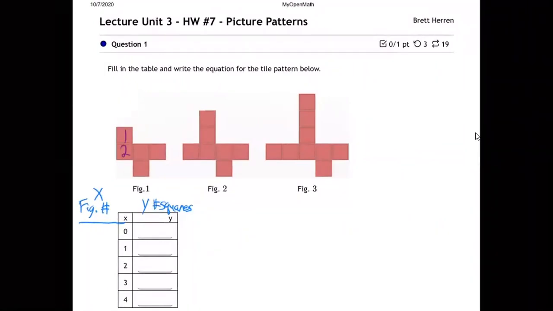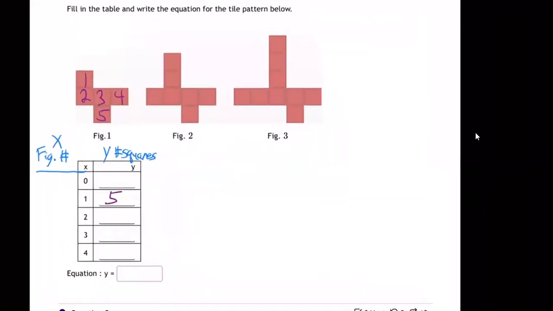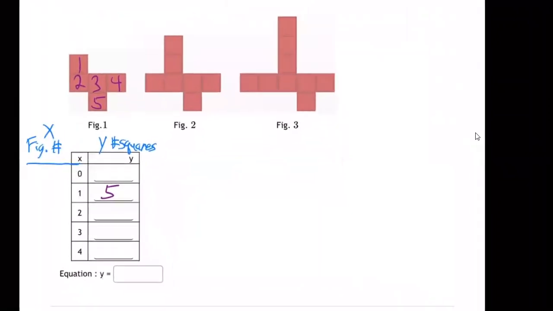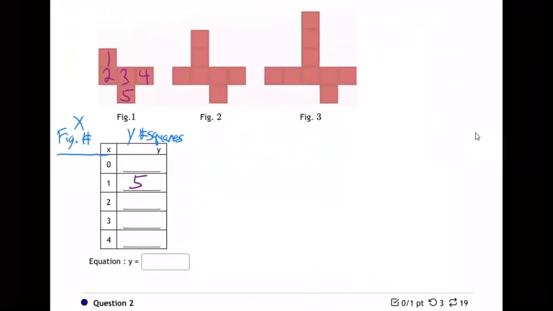Let's just write this one. First off, figure number 1 has 5, doesn't it? So I'll put that right here. I don't have anything for figure 0. I don't even see figure 0. But I do have figure 1. I'll go backwards to figure 0 at the end. So I've got figure number 1. It has 5 squares.